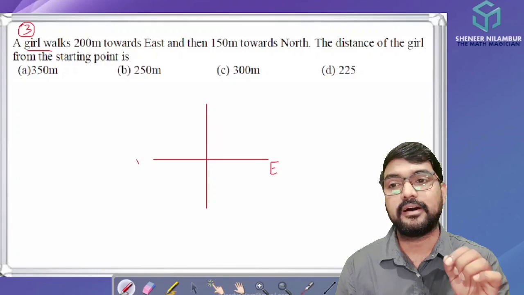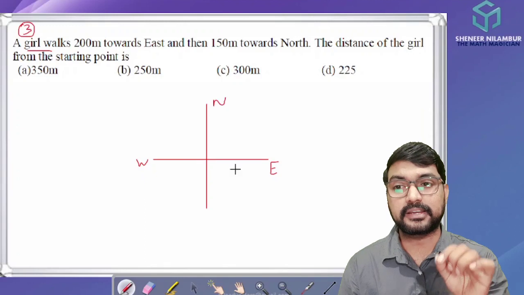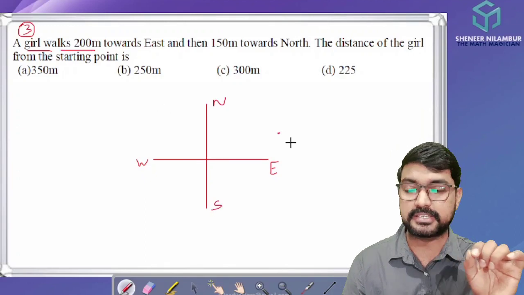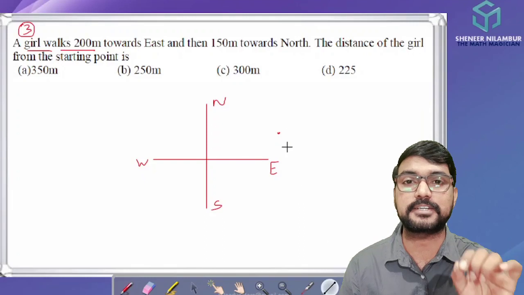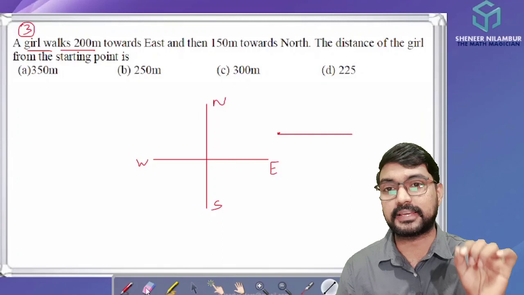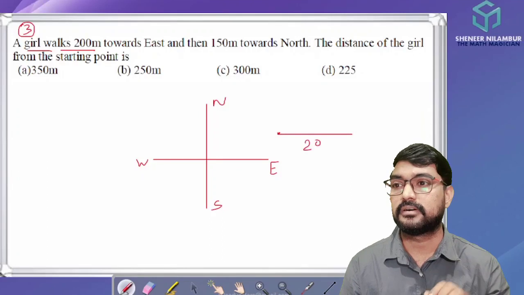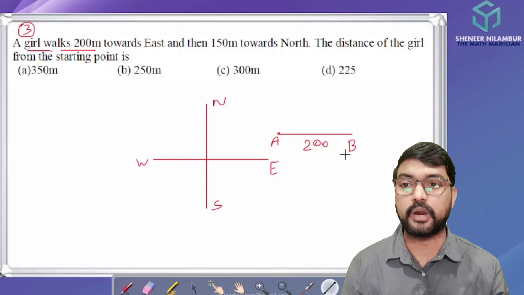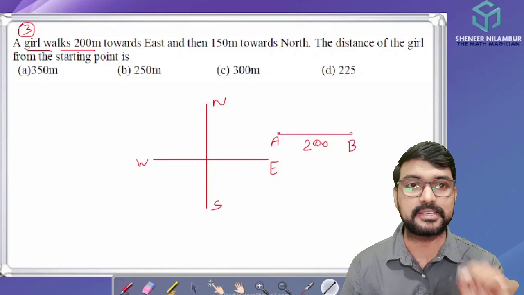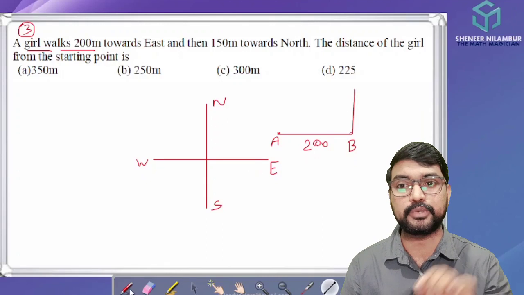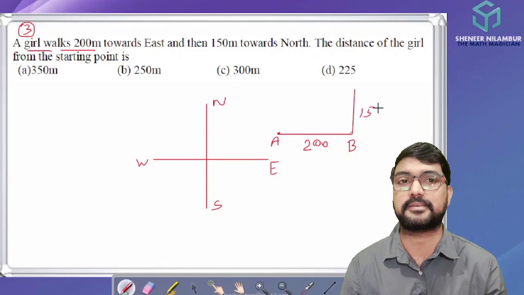So now we can think of the question. The girl starts from a point A towards the direction east. How long? 200 meters. Then she turned to north direction and she walks 150 meters. Now she is at this point C. So the distance from the starting point A to C, we have to find the length AC.